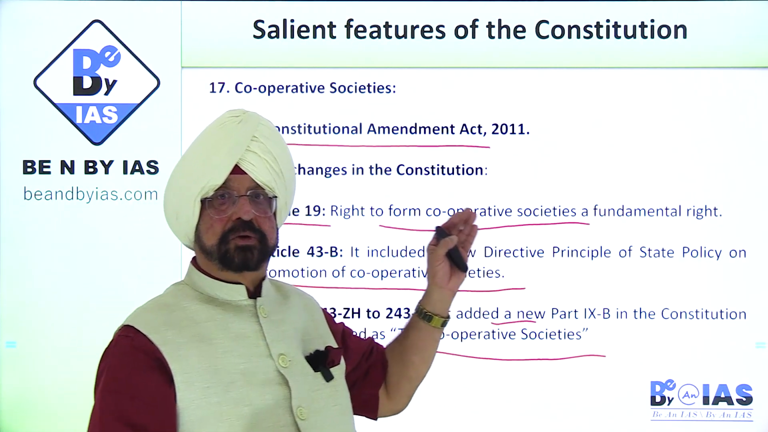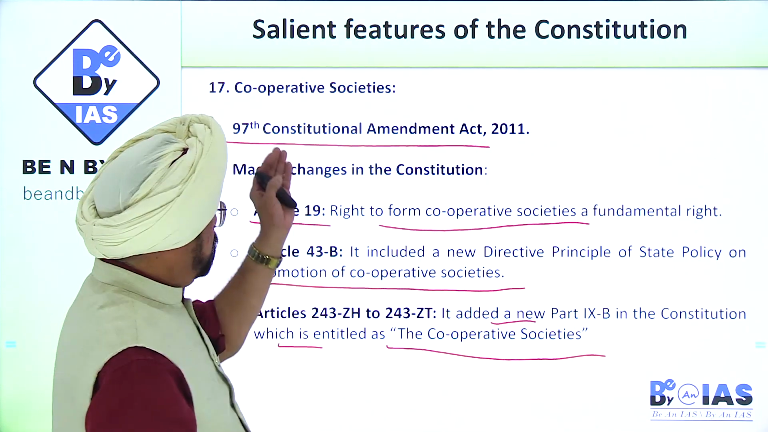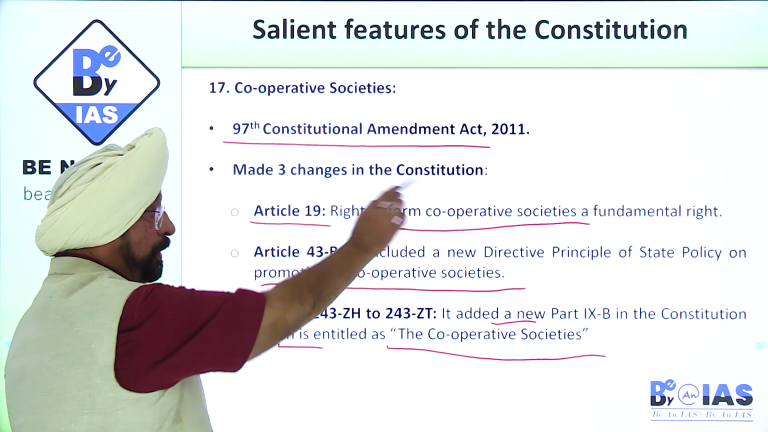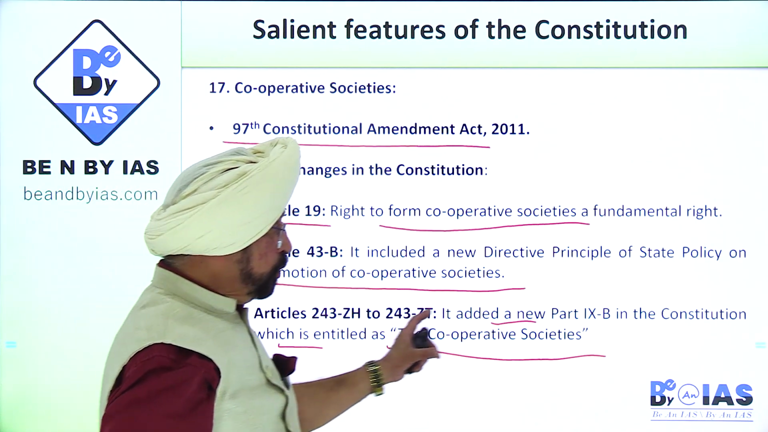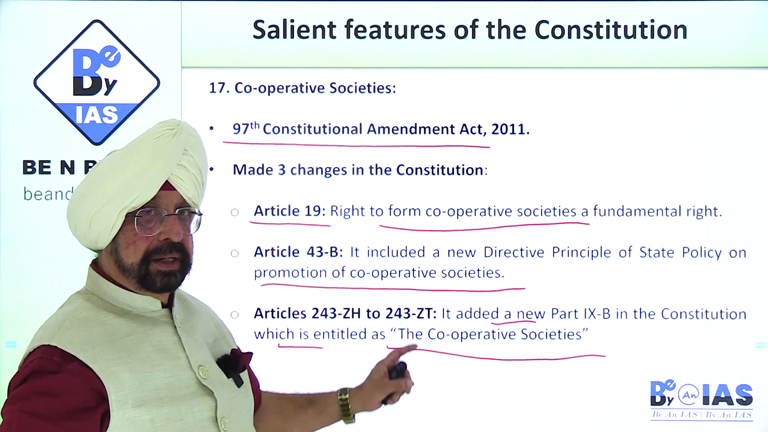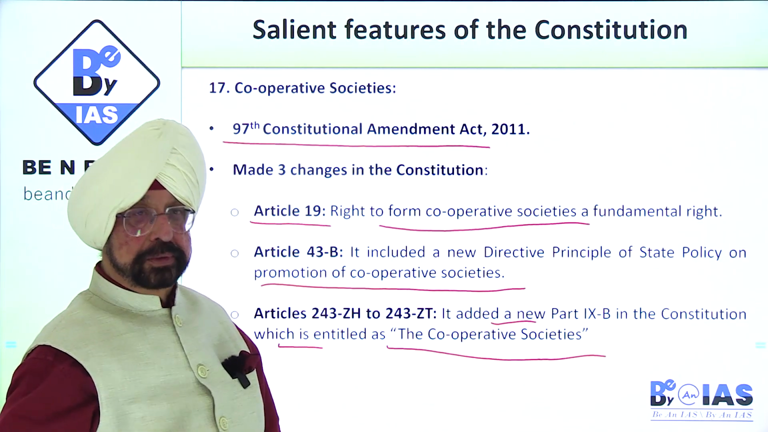It has been given a constitutional status, cooperative societies, through the constitutional amendment. Okay? By way of a fundamental right, by way of directive principle, and also creating a new part, Part 9B of the Constitution, which defines what are the cooperative societies.